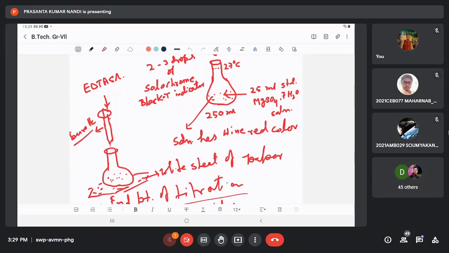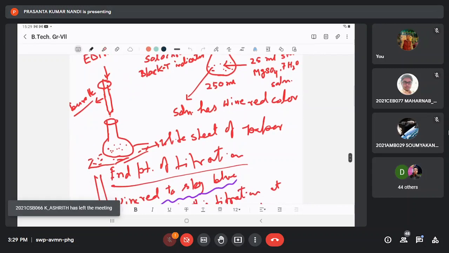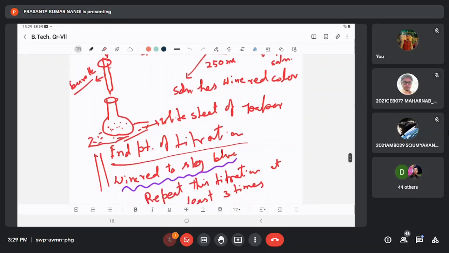On the left side, you have shown that you are adding EDTA. EDTA solution is run from a burette. Right. And what will happen? How long will you continue adding this EDTA solution to this conical flask? The end point of the titration will be indicated by the discharge of the wine red color and the appearance of sky blue color.